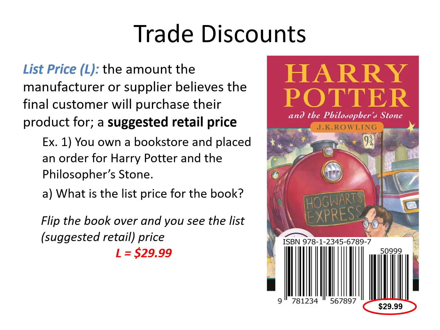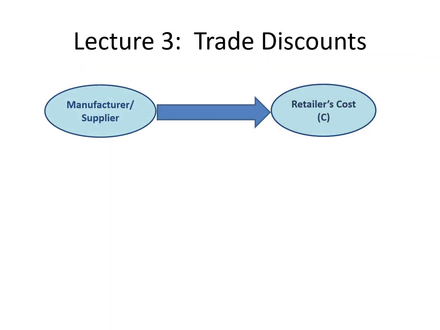It's $29.99 for this book. It was hardcover. So that's the suggested retail price. Of course, a retailer doesn't have to sell it for that price, but that's the suggested retail price that the publisher believes the book will sell for. So the manufacturer or the publisher of the Harry Potter book provides this to the retailer, a bookstore, and they have a list price, their suggested retail price to that retailer.